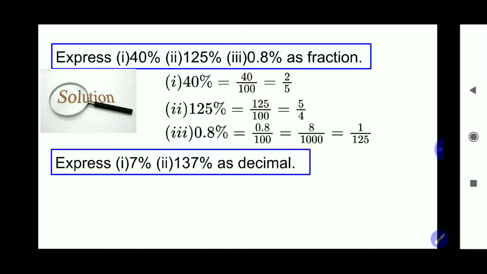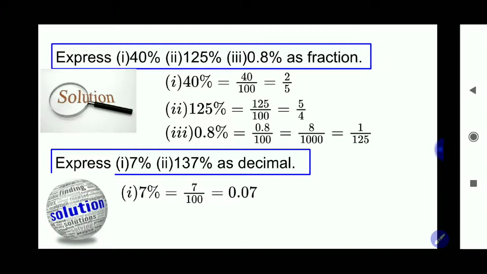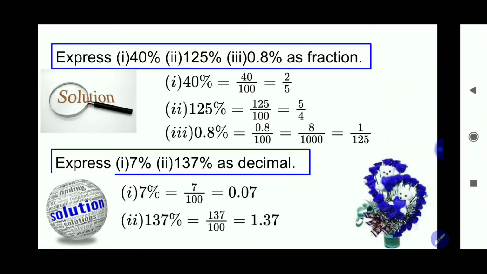Express 7%, 137% as a decimal. 7% means 7 by 100. It is 0.07. 137%, that means 137 by 100. It is 1.37.